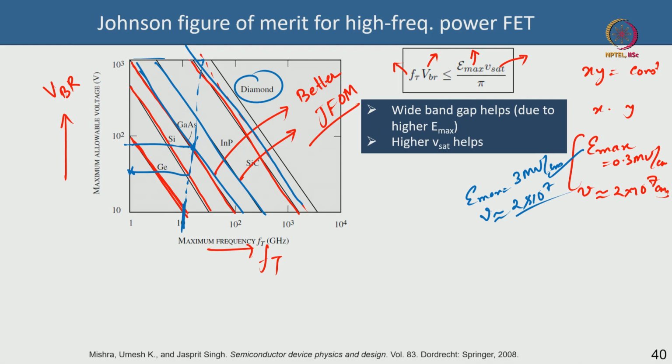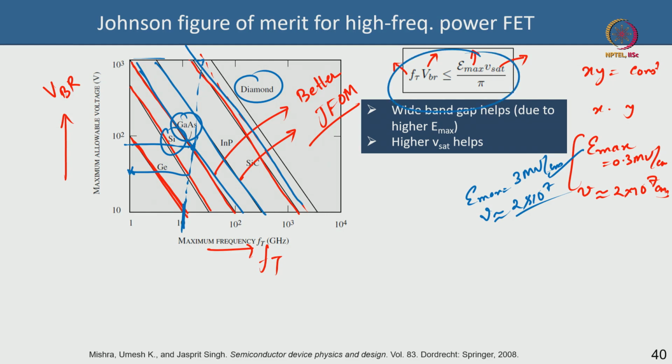We can see that gallium arsenide any day is better than silicon for a given frequency, for a given breakdown voltage. In other words, for a given frequency you will get a higher breakdown voltage with gallium arsenide compared to silicon, and vice versa. Okay. For a given breakdown voltage you will get a higher cutoff frequency for gallium arsenide as opposed to silicon, and this relationship is derived in a very easy way actually.